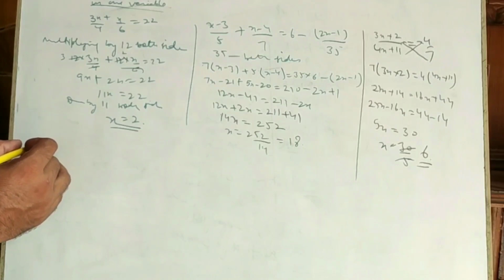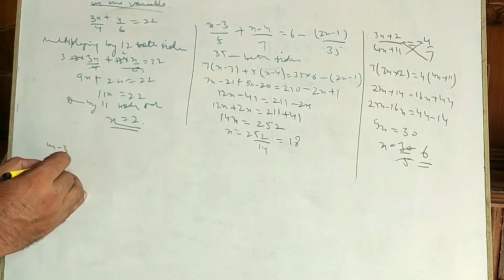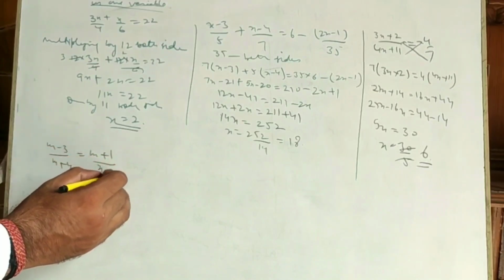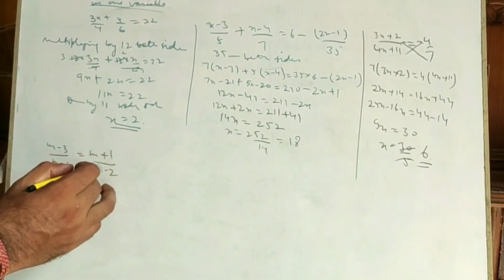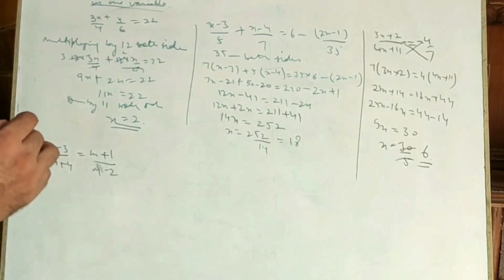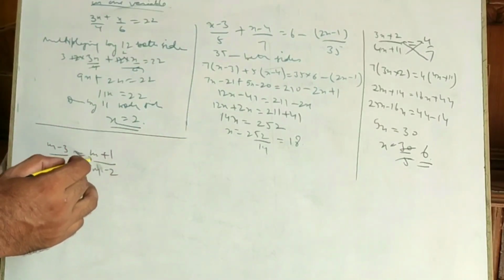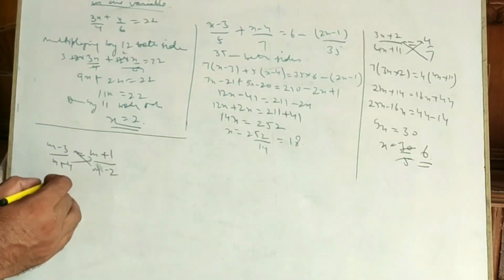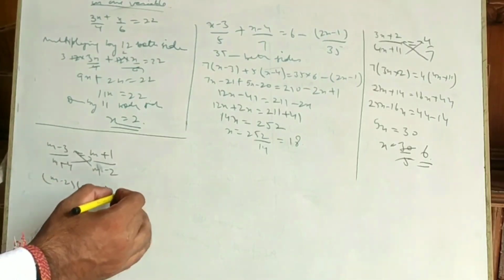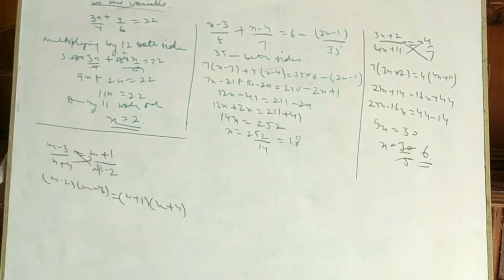Okay, one more example we will try. This is of the same type. (m - 3) divided by (m + 4) is equal to (m + 1) divided by (m - 2). This type of example we have. So what do we have to do? Again doing the cross multiplication. So with cross multiplication, m minus 2 will be multiplied by m minus 3, and m plus 1 will be multiplied by m plus 4.